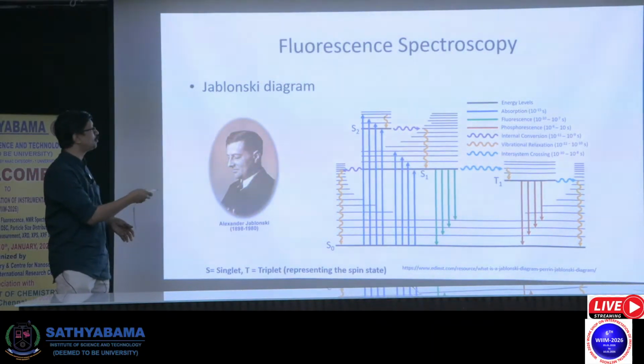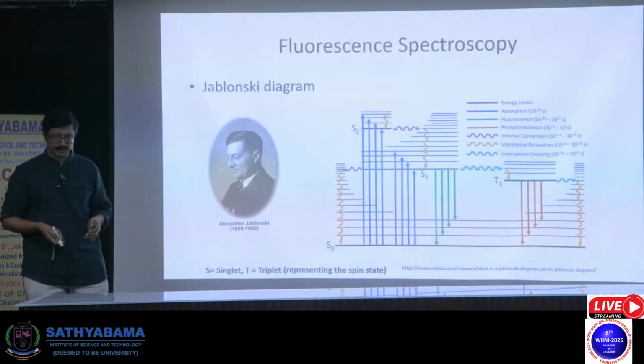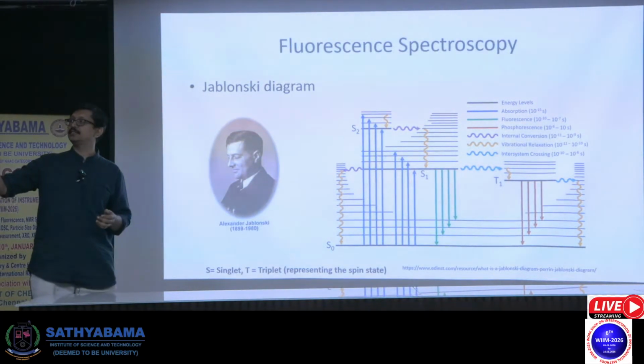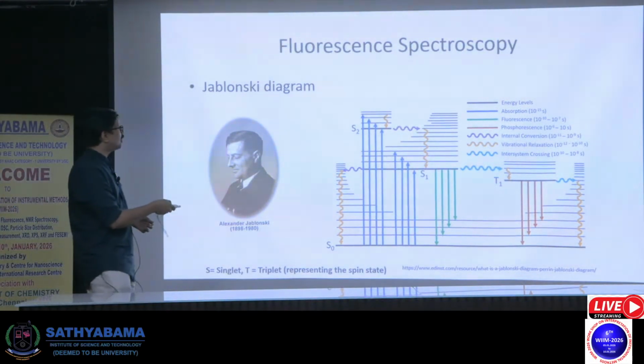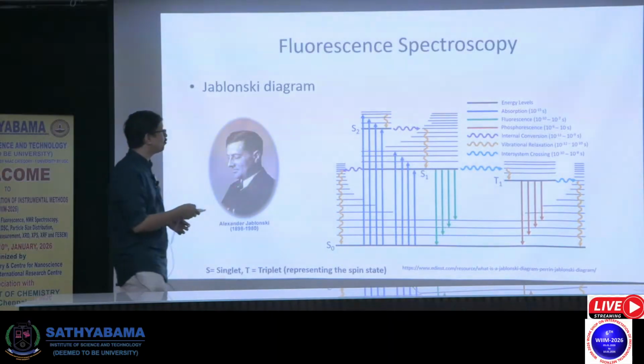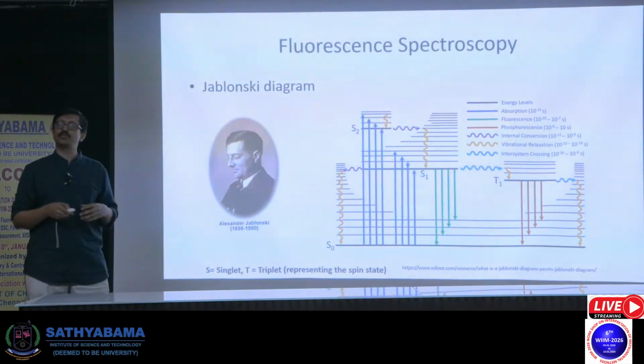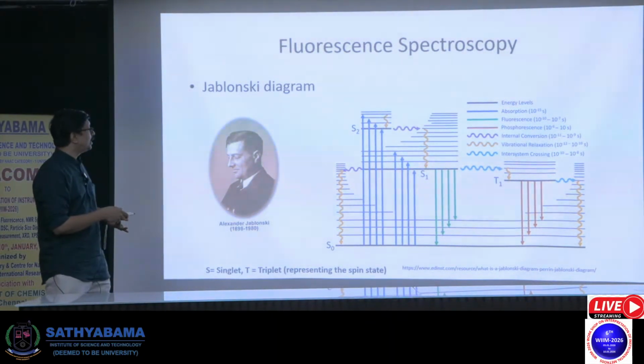Absorption is the fastest process. It happens in femtoseconds, right? So absorption is the fastest process, happens in femtoseconds, fluorescence in nanoseconds, phosphorescence in milliseconds.